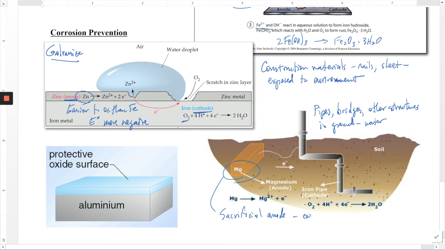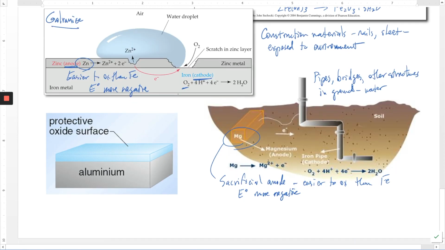As above, it's easier to oxidize than the Fe. Again, the E0 is more negative. And so the magnesium will selectively oxidize rather than the iron, making the magnesium the anode, and it forces the iron again to act as just the cathode. And so sometimes this is also called cathodic protection, because we're making the iron act as only the cathode.